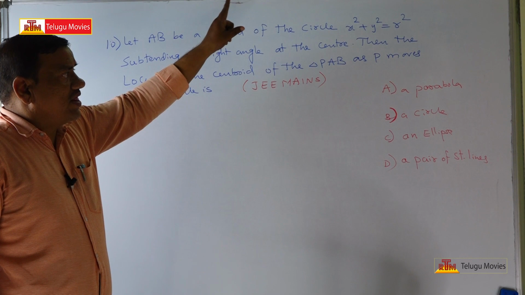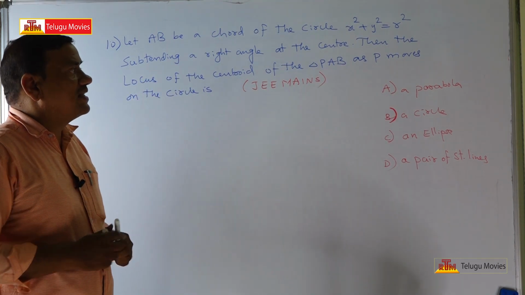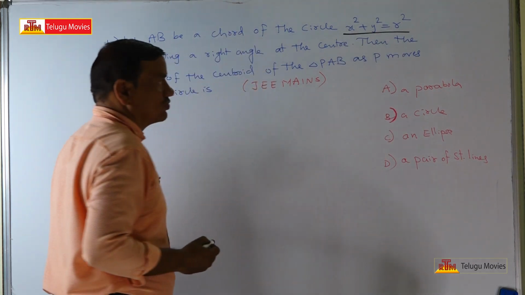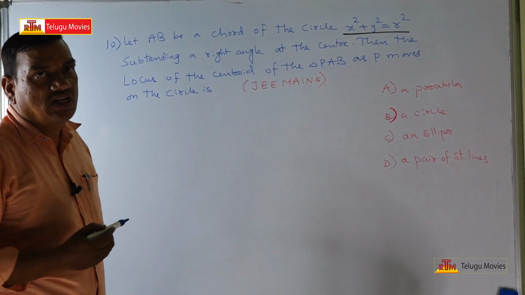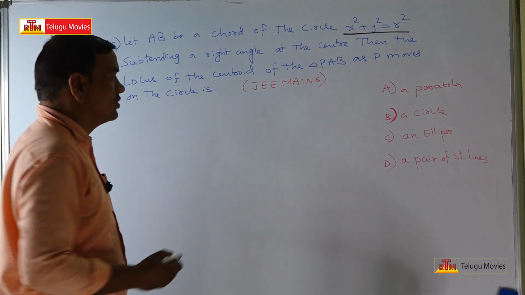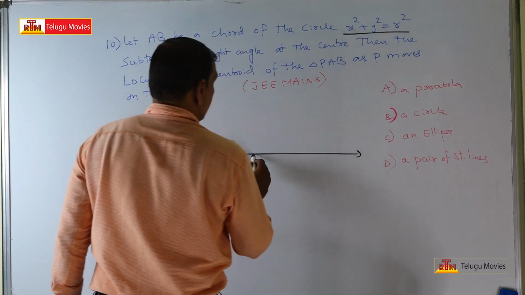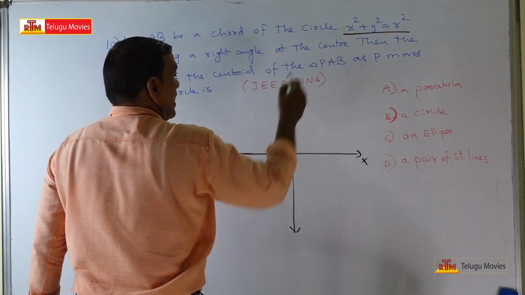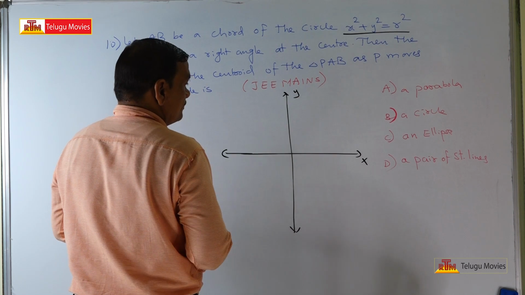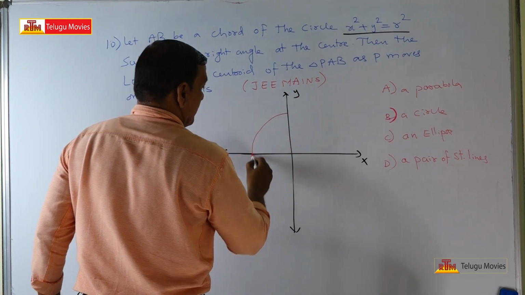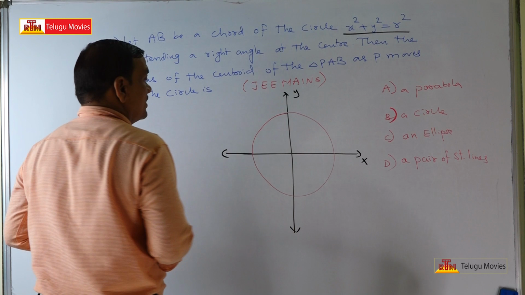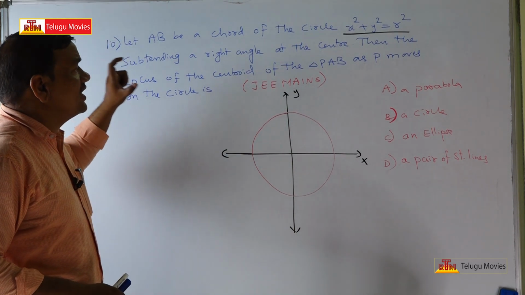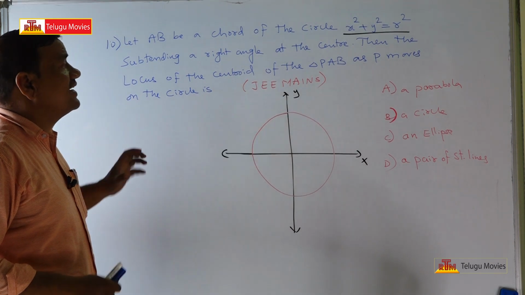Okay, now the first circle is what? x square plus y square is equal to r square. We know the center of the circle is (0, 0), radius is r. So let us treat this as the x axis and this as the y axis, and the center of that circle is the origin. This is the radius of the circle. Now, AB is a chord of the circle subtending a right angle at the center.